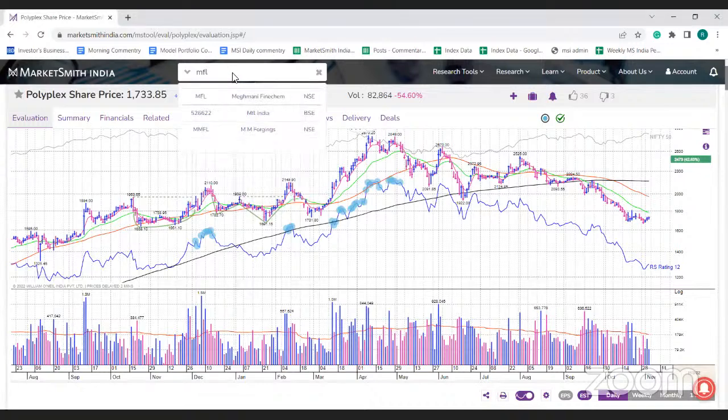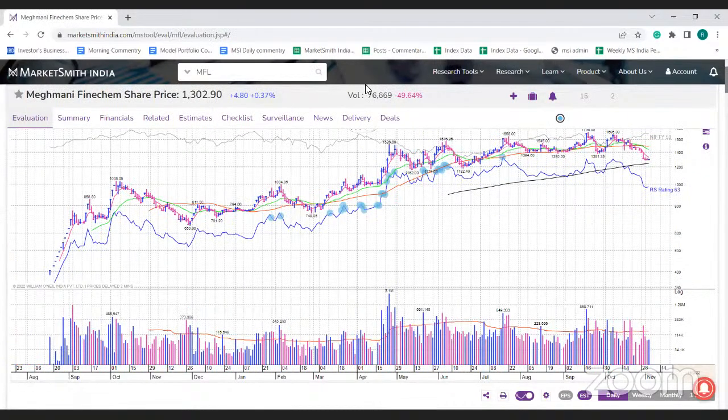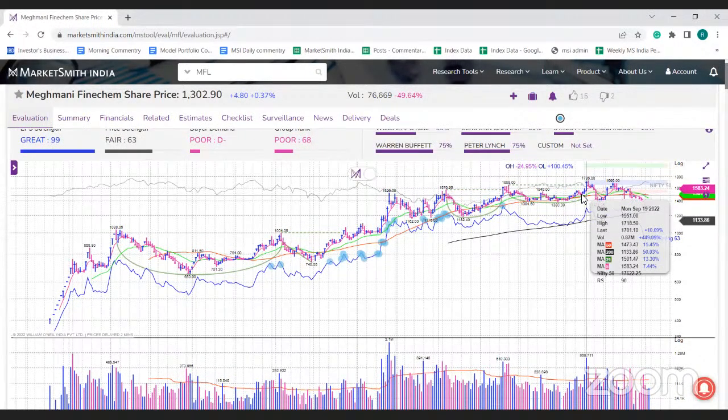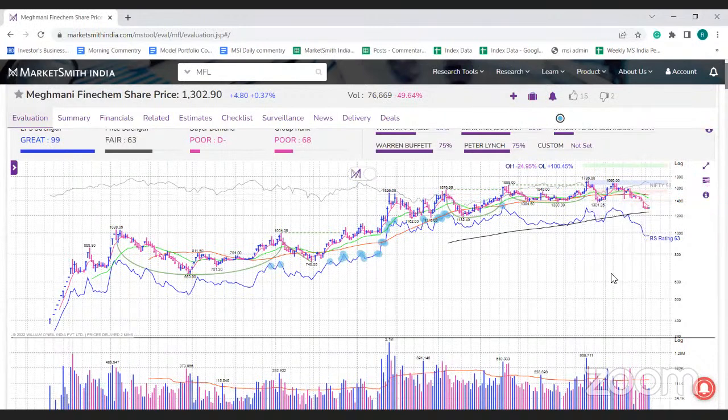There is one question on MFL, Meghmani Finchem. See, as far as this stock is concerned, यहाँ पे ये breakout दिया था stage 2 cup base से, and this was the first sell signal over here. ये TDA में breach कर दिया था, and volume was also high at that point of time. Okay, so this was the first sell signal. Then again it had some rebound. Then again यहाँ पे 50 DMA को breach कर दिया. So this is the first sell signal you have got.